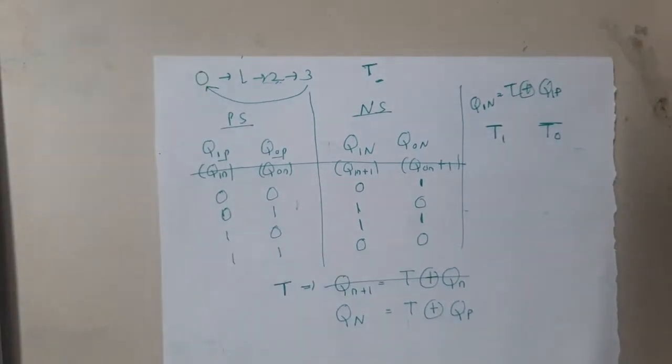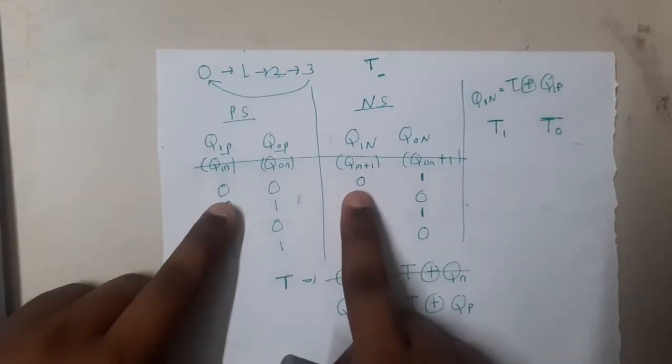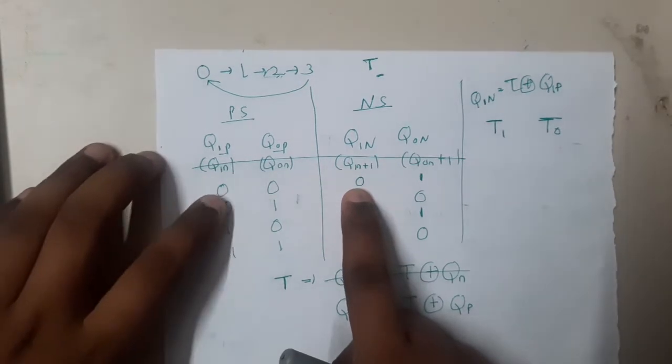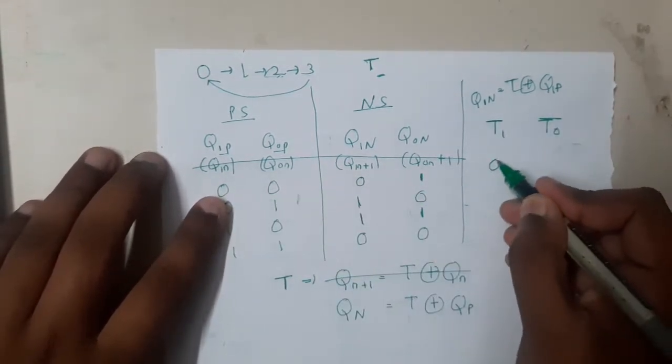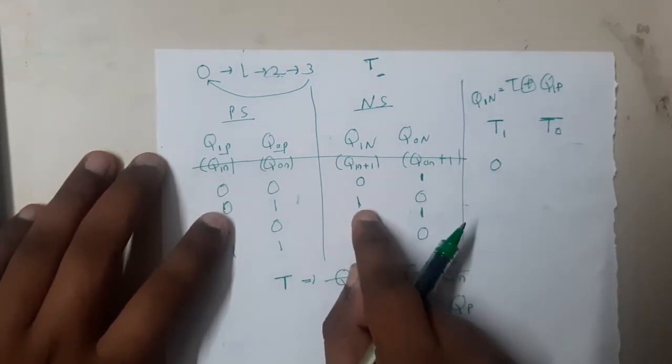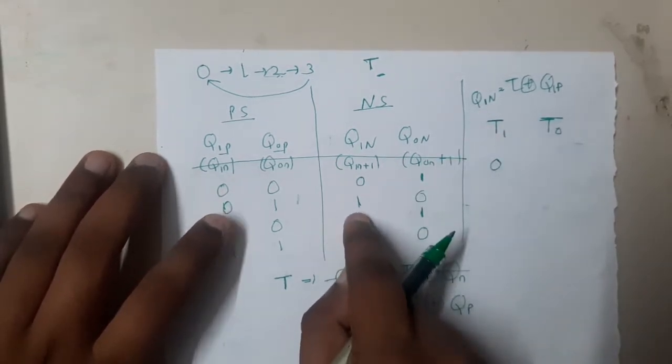If you observe, based on these two values, we can identify what will be the value of T. If you apply 0 XOR something to get 0, this means T is indirectly 0, right? Similarly, if you try to apply, the result should be 1, and here we are having 0.